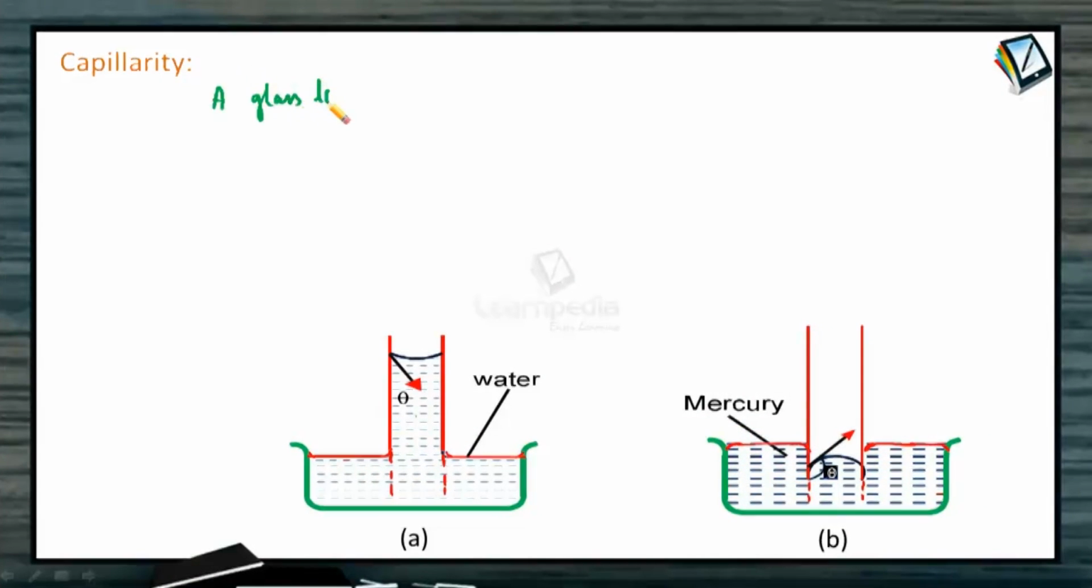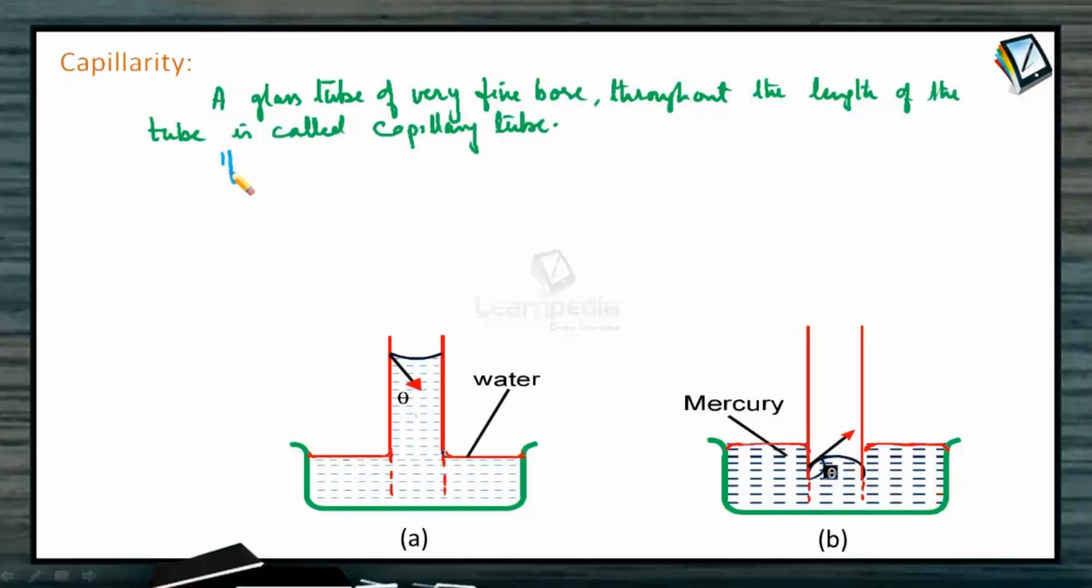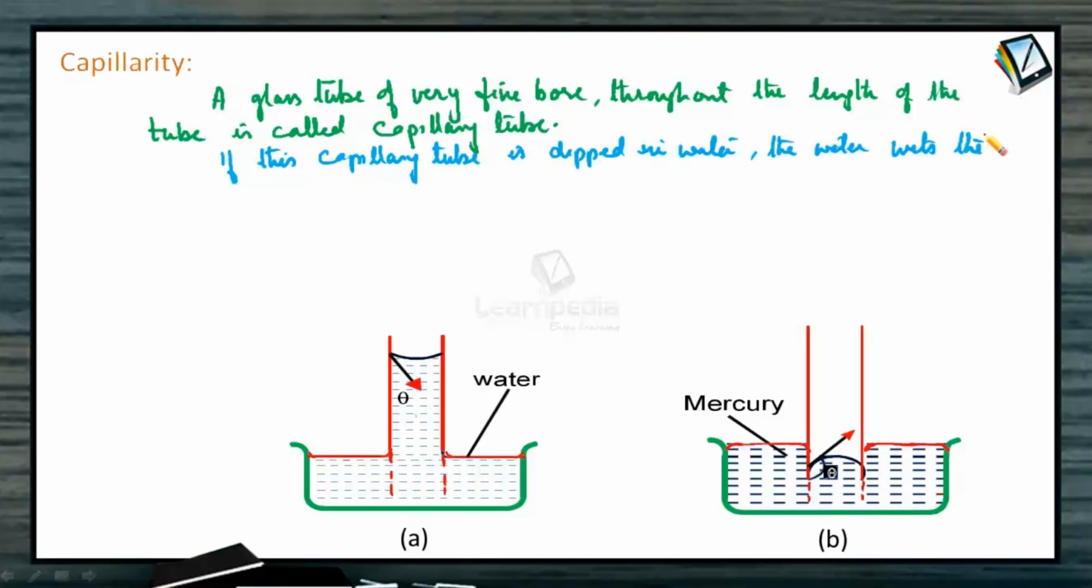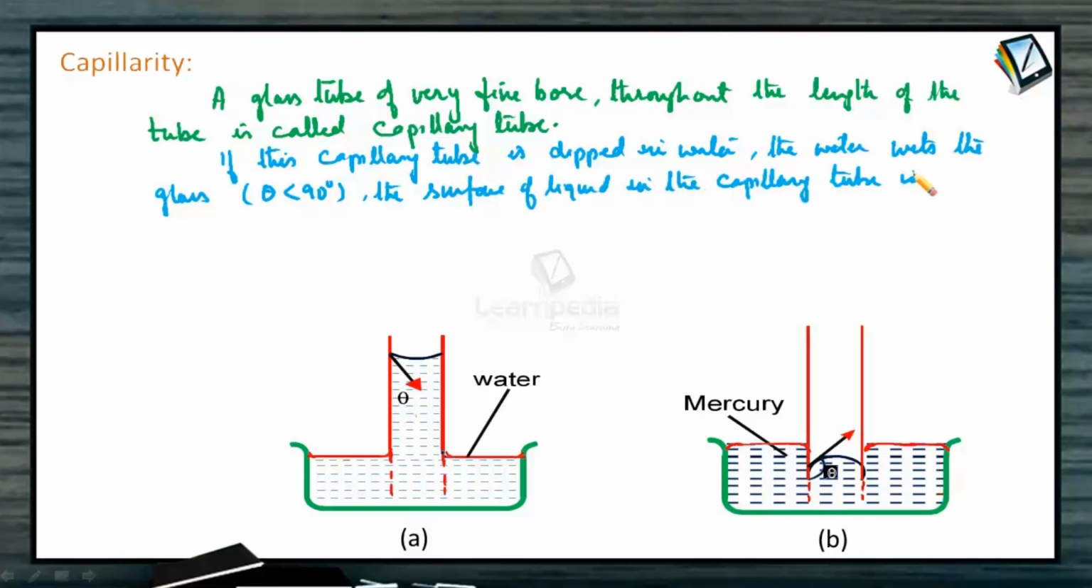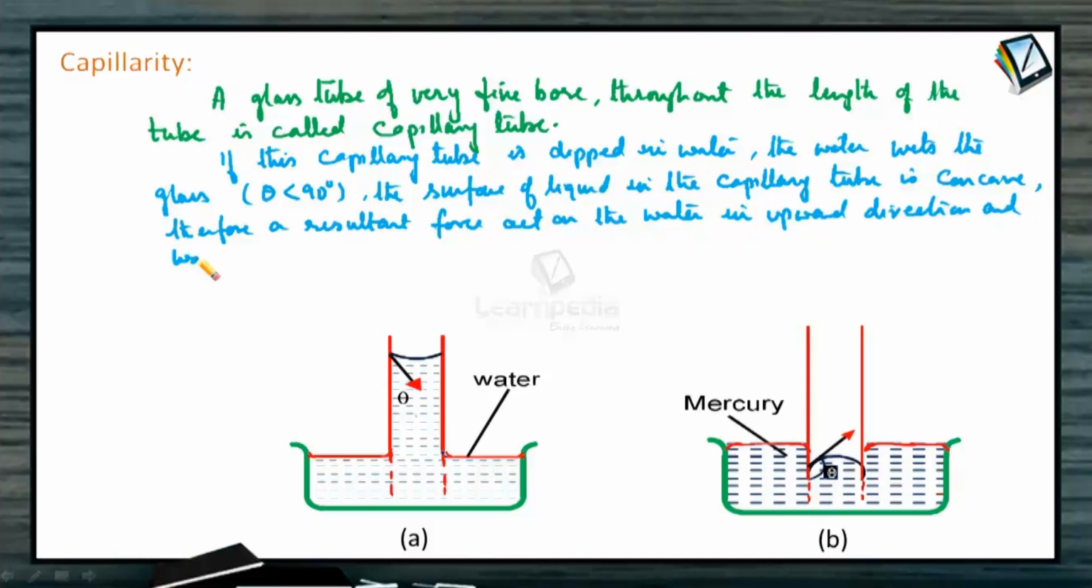A glass tube of very fine bore throughout the length of the tube is called capillary tube. If this capillary tube is dipped in water as shown in this figure, the water wets the glass. Angle of contact is less than 90 degrees. The surface of liquid in the capillary tube is concave. Therefore, a resultant force acts on the water in upward direction and water rises in the capillary tube.